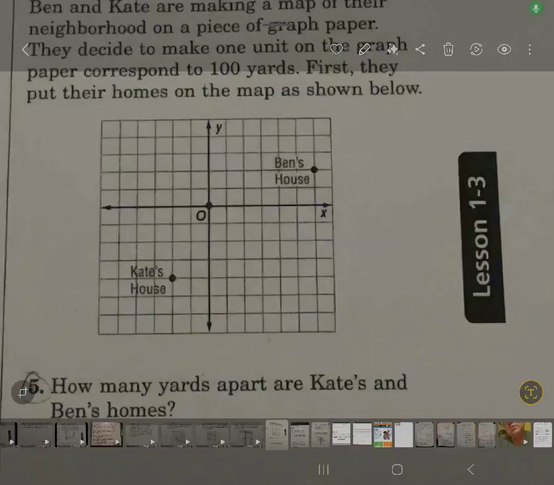Ladies and gentlemen, this is part 2 of number 6. I brought the grid back up so you can see actually what we're doing here. What we're trying to do is find, this is Kate's house, this is Ben's house. Somewhere right in about here is Jason's house. Jason's, right? But we don't know exactly where it is.